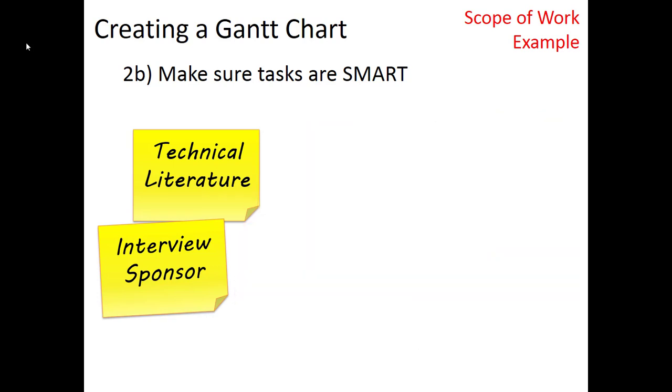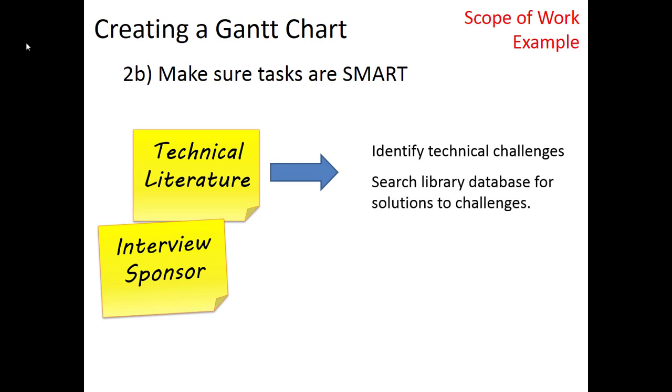First off, the technical literature. How do we make sure that your technical literature is actually written as a specific, measurable, attainable, realistic, and timely task? Well, what we're going to need to do is break it up. So you first might want to identify the technical challenges. Then search the library database for solutions to those challenges. So that might be a way that you achieve the technical literature goal by having specific measurable activities.